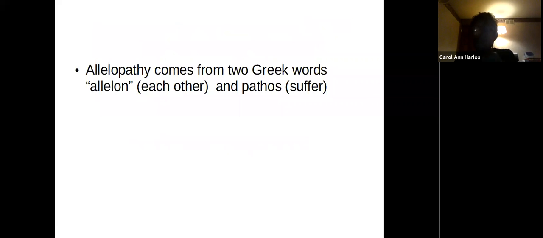Allelopathy comes from two Greek words, allelon, each other, and pathos, suffer. And if you go and look at the literature on this, you will find that the Greeks actually used a form of this word. The whole concept that one plant in some way influences the growth of another plant is actually very, very old. It's only recently that science has actually become involved in this.